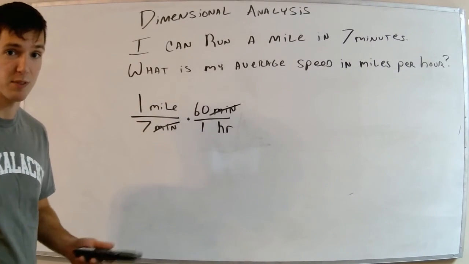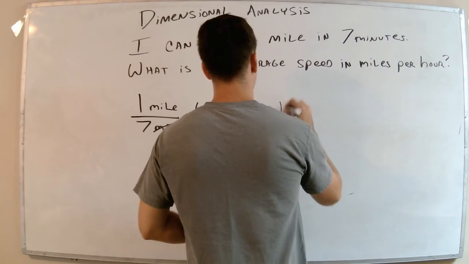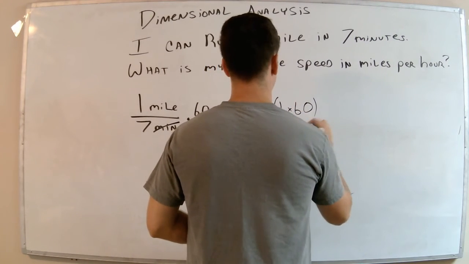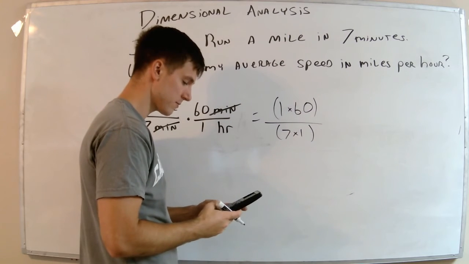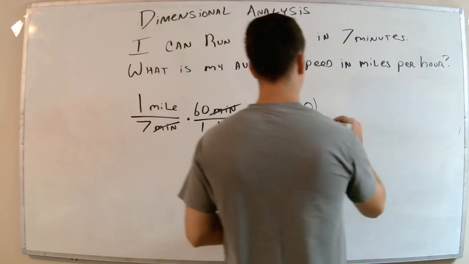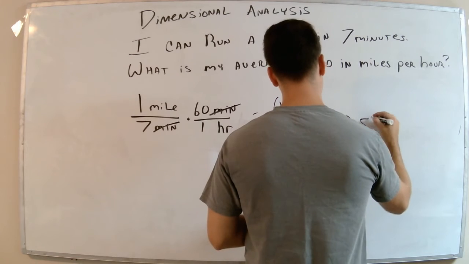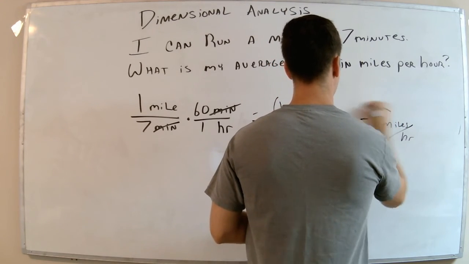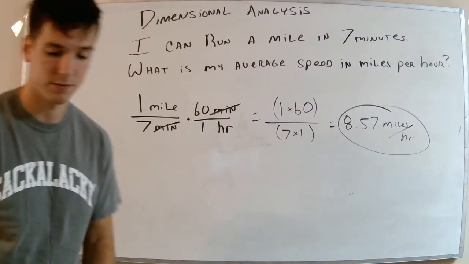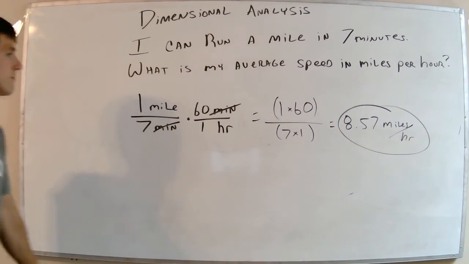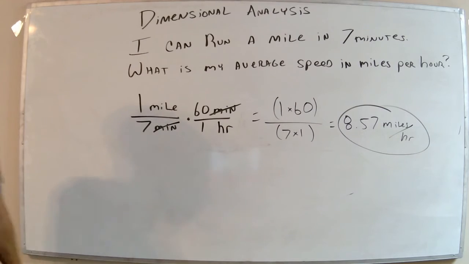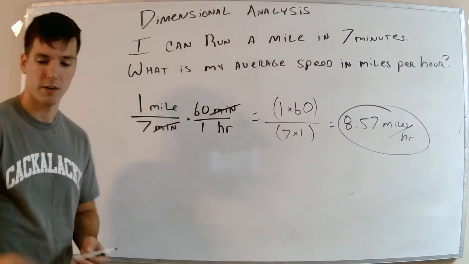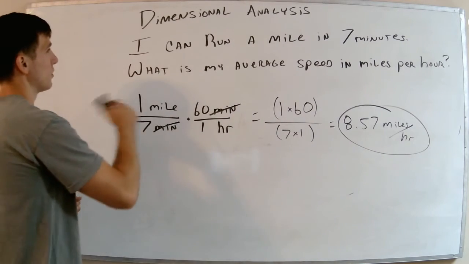Multiply everything on top, divided by everything on bottom. 1 times 60, over 7 times 1. That will give me an average speed of 8.57 miles per hour. Okay? 8.57 miles per hour.